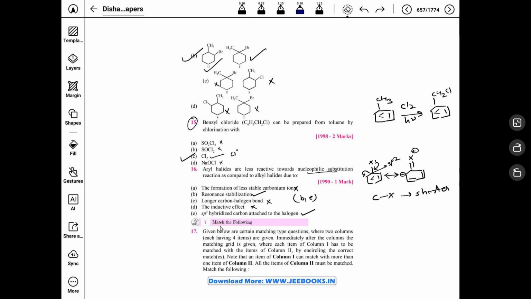Moving to the question number 17, match the following. So in column 1, we have to match with the column 2 and they are saying that it can match with more than one item. So let's check it.